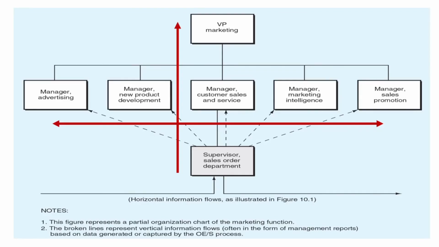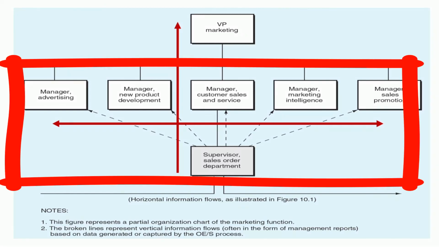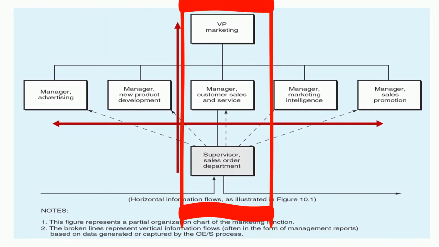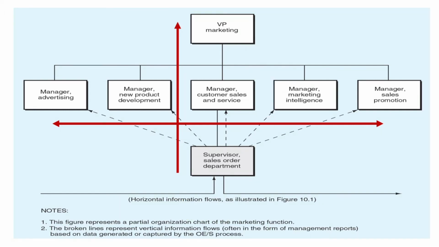So if you look at graphically, visually, we can see that the information can flow horizontally even within a functional department where information is being shared, and then the vertical flow of information is from the sales order and then goes higher up for more strategic decision making to the senior level.